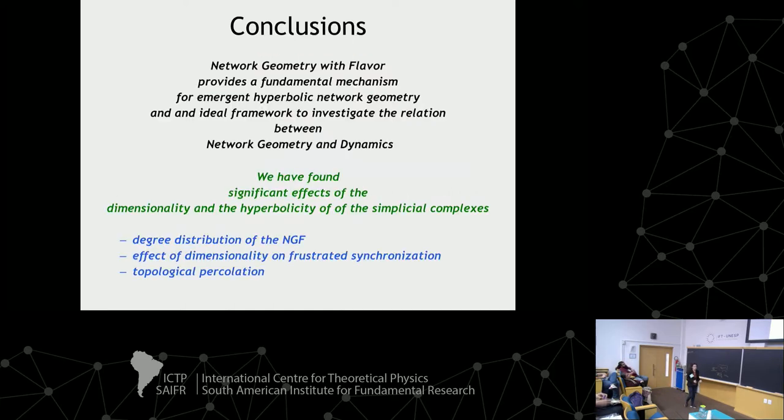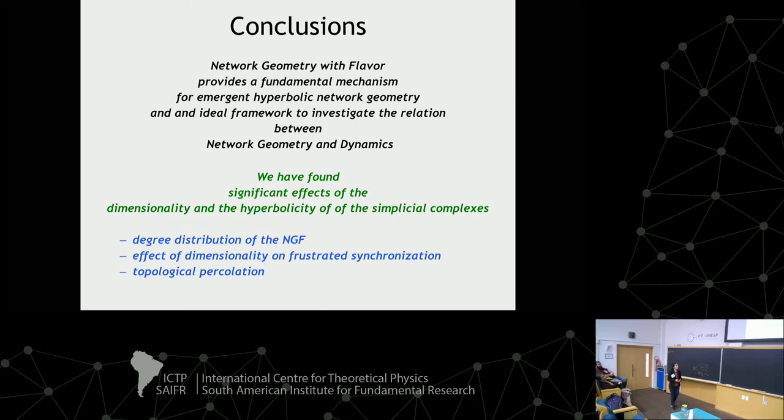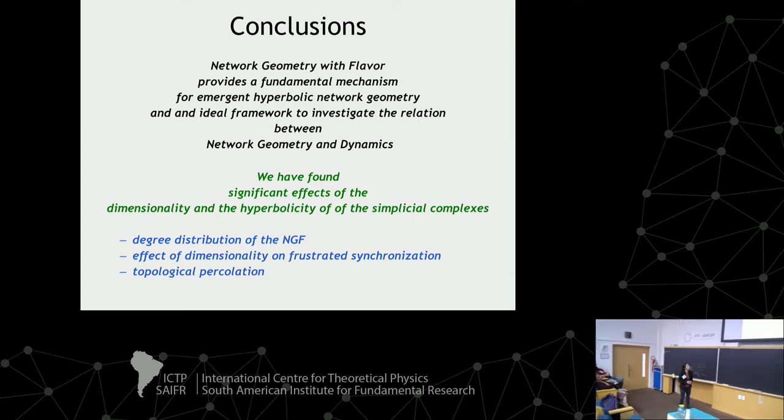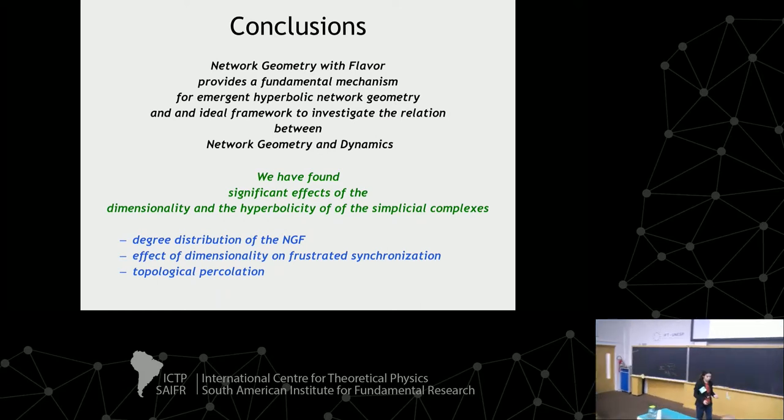So this leads to my conclusion. We have seen three examples of problems defined on simplicial complexes in which we find a very important effect of dimensionality of the object. In particular, we focus on this network geometry with flavor that displays emergent hyperbolic network geometry, and we see the important effect of dimensionality on the degree distribution, on frustrated synchronization, and on topological percolation. Thank you very much for your attention.